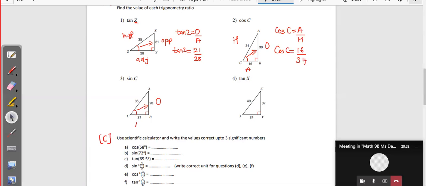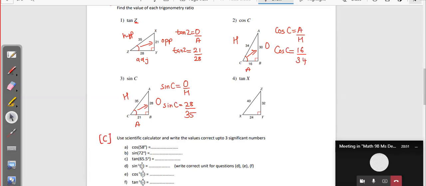BC is the adjacent side, and this becomes the hypotenuse. Again, write the formula for sin C. The formula for sin C is opposite upon hypotenuse. So sin C, let us write the value: the opposite side is 28, the hypotenuse side is 35.